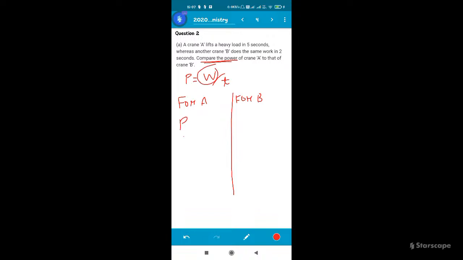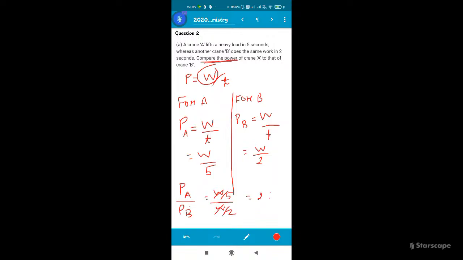Okay, so for A, let me consider the work to be W. So power of A will be equal to work by time. Our time was 5 seconds, so W by 5. Similarly, the power for B will be work by the time for B, that is W by 2 seconds. So this is the power for the respective cranes. So let's find the ratio. PA by PB is equal to W by 5 divided by W by 2. The W and W, the work, gets cancelled. So we are left with 2:5. This is the answer. I hope this question is also clear.